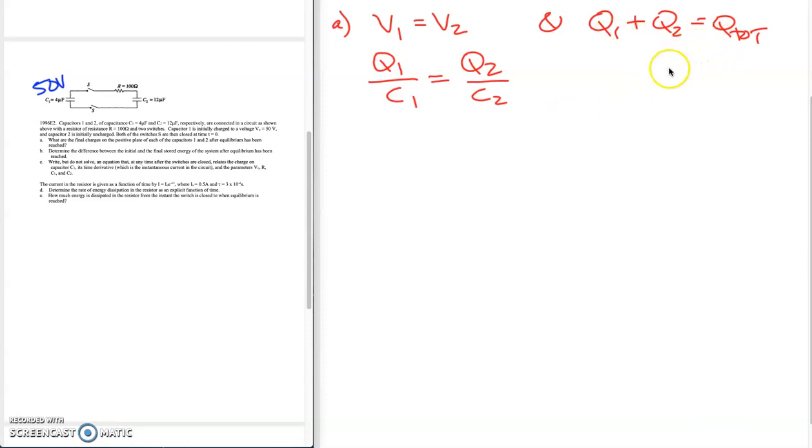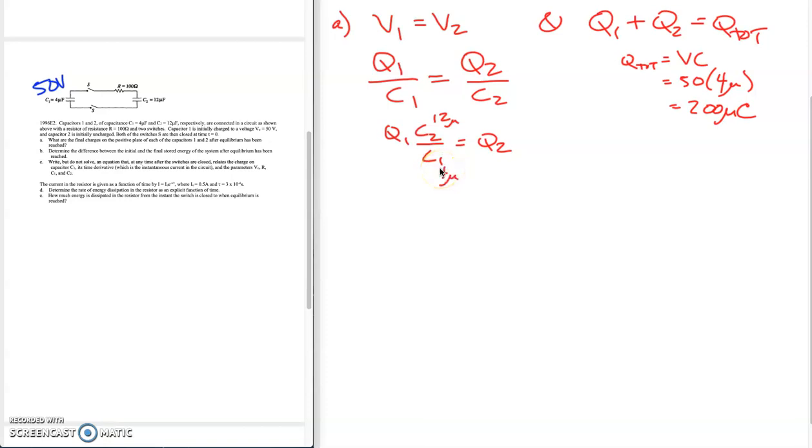Well, what's Q total to begin with? Well, Q total is measured from the 50 volts and the 4 microfarads. So Q total is VC, that's 50 volts times 4 microfarads. So that's going to be 200 microcoulombs. Coming back over here, Q1 times C2 over C1 equals Q2, and C2 is 12 micro, C1 is 4 micro. The micros are going to cancel out. 12 over 4 is 3, so 3Q1 equals Q2.